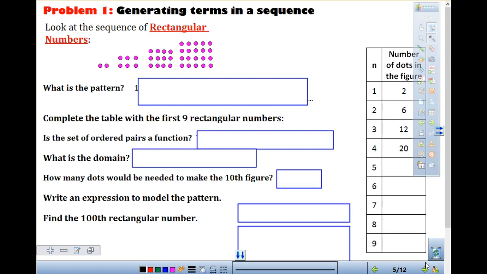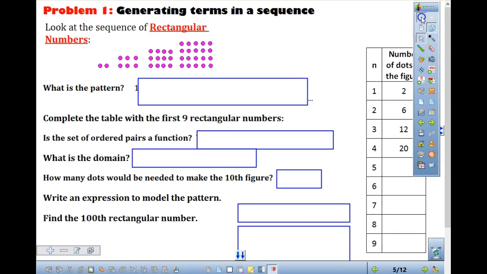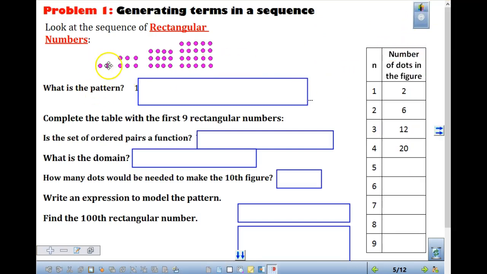What is the pattern? So in the first one, what we want to take a look at, we saw 2 dots, right? In the second one, we saw 6. In the third one, you can see 12, 4 by 3. In the fourth one, 20. And we want to look at what is that pattern as it continues.